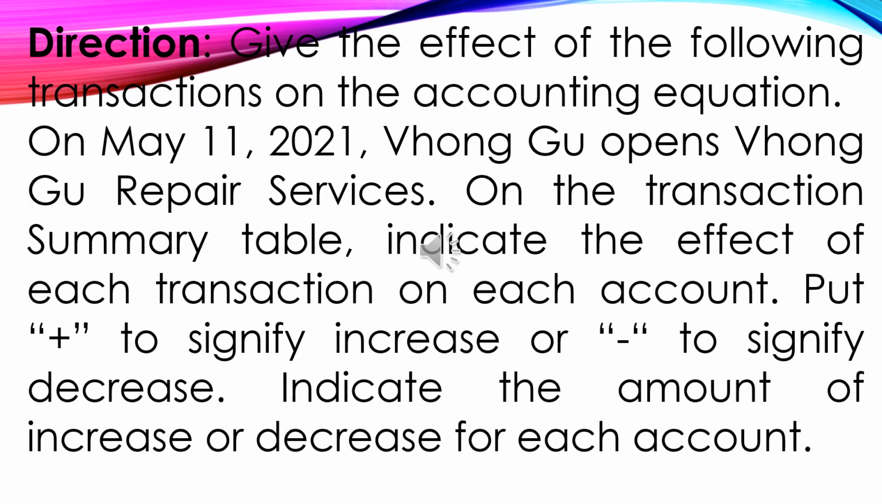Let's have another exercise. So for now, give the effect of the following transactions on the accounting equation. So on May 11, 2021, Vongu opens Vongu Repair Services. On the transaction summary table, indicate the effect of each transaction on each account. So put a plus or positive sign to signify increase, or a minus or negative sign to signify decrease. Indicate the amount of increase or decrease for each account.